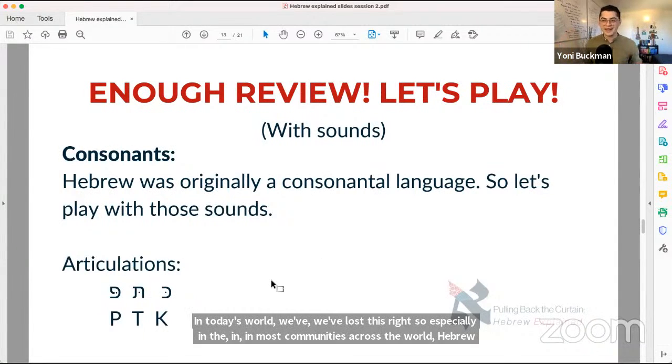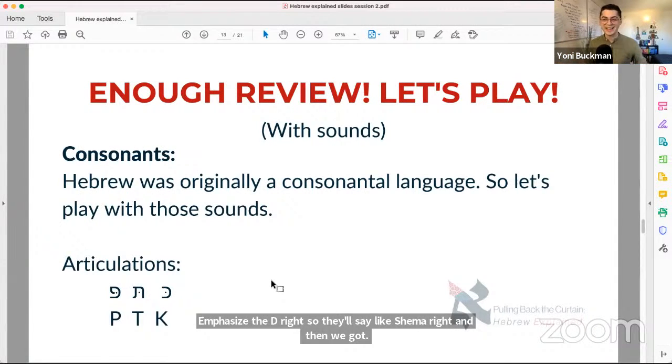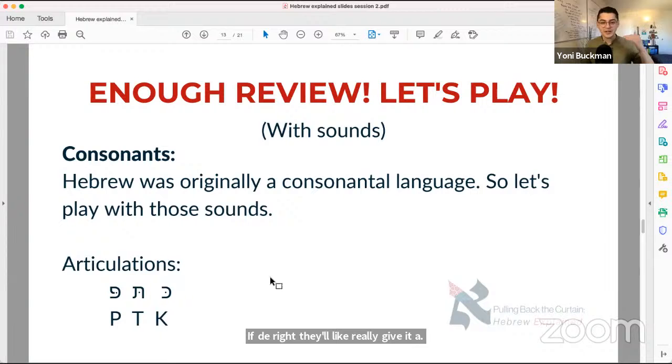Okay, so we've spent half of our time reviewing last week, but that's okay. Review is the way we learn. And so now let's just play with some sounds. Okay, so we're going to talk a little bit about phonology and articulation. And here is where we get to have some fun.